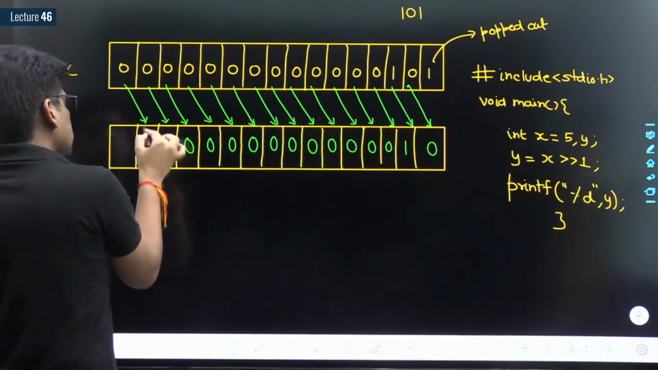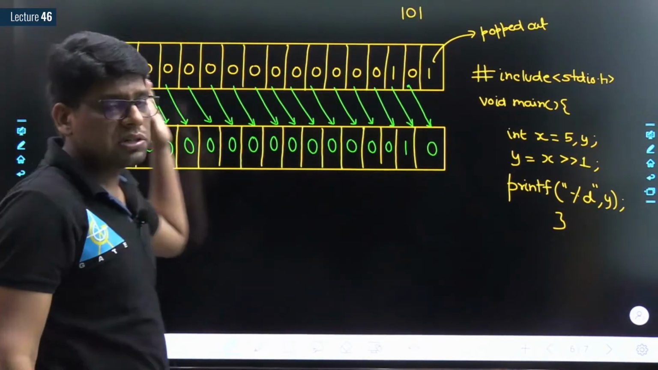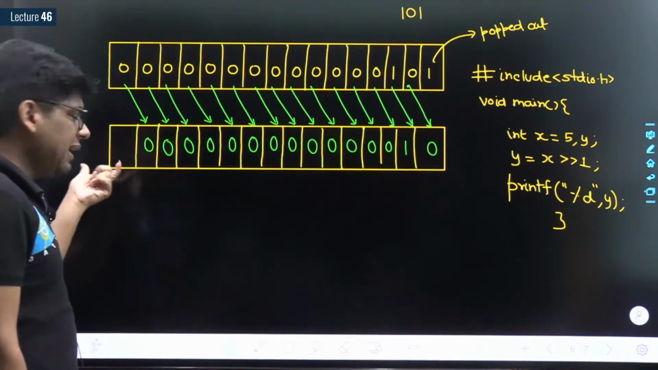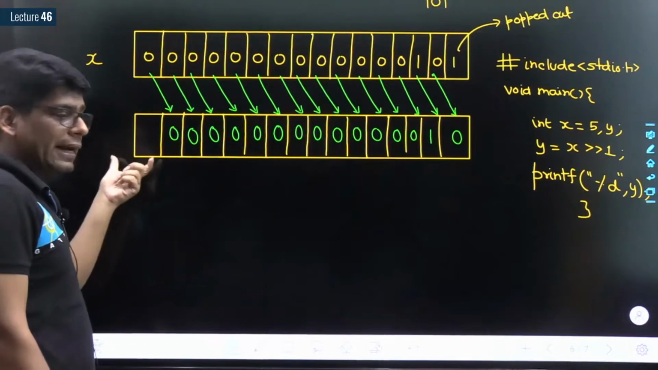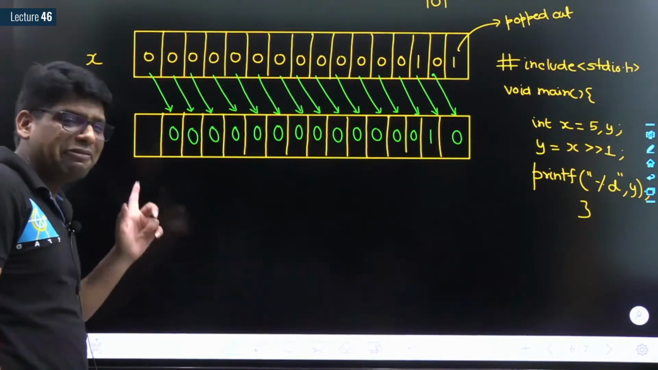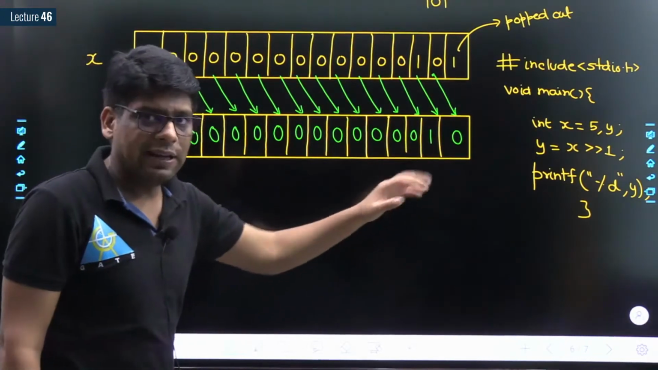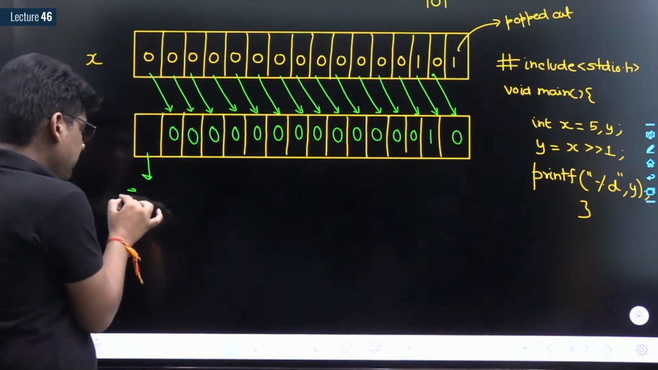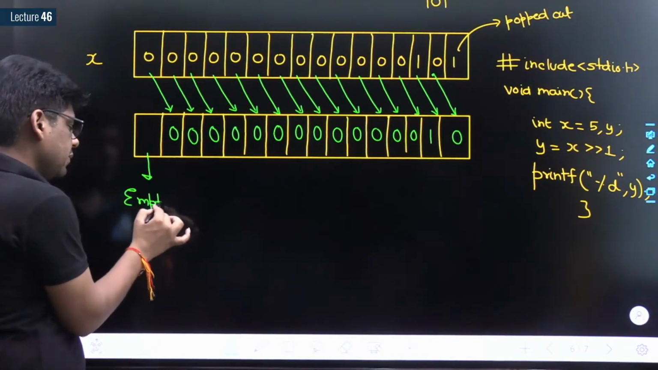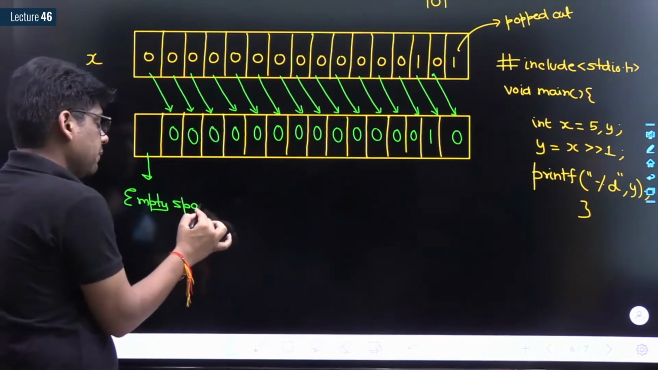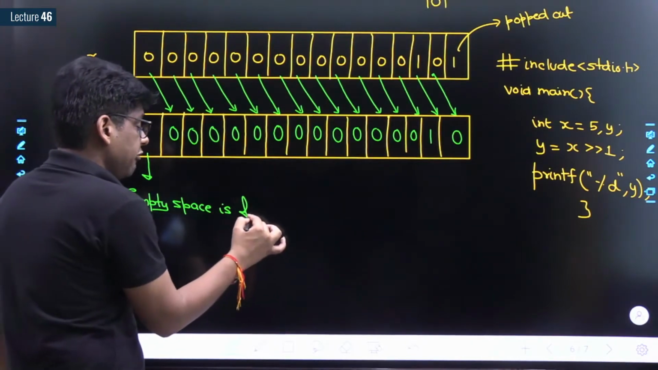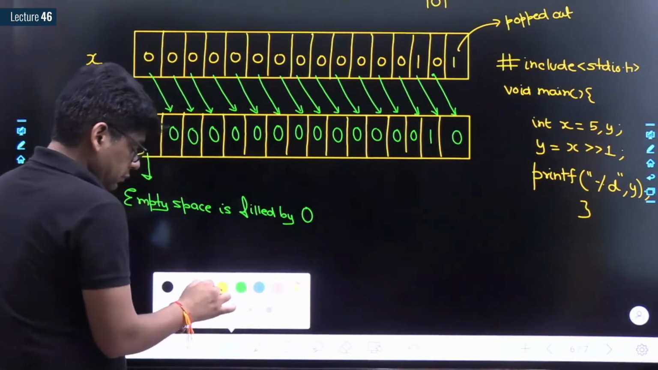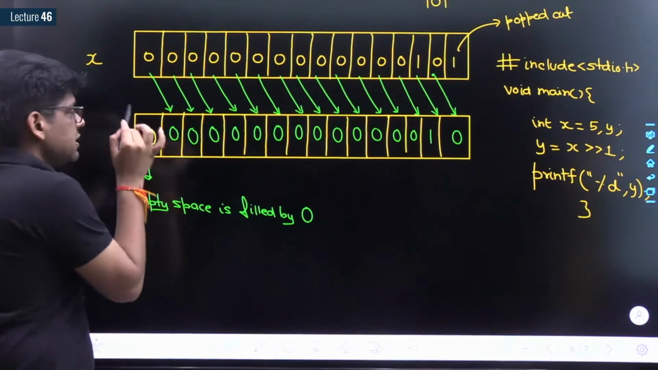As we are shifting towards the right, when we shift one time, an empty space is created on the right-hand side. No, on the left-hand side. We are shifting to the right. That means where will the empty space be? To the left. So this empty space is filled by a 0.